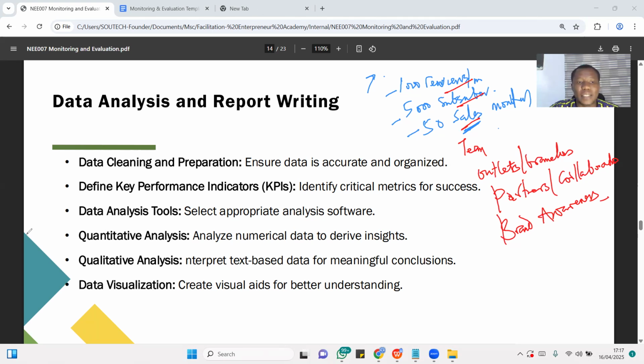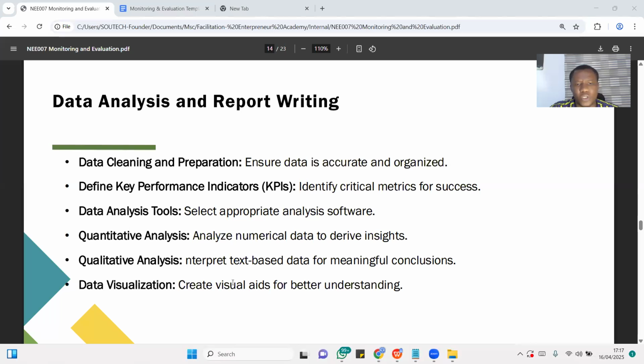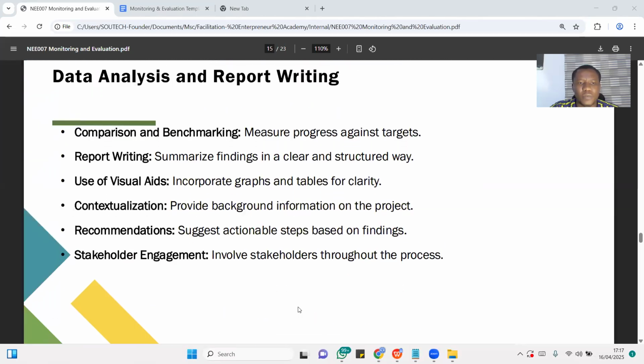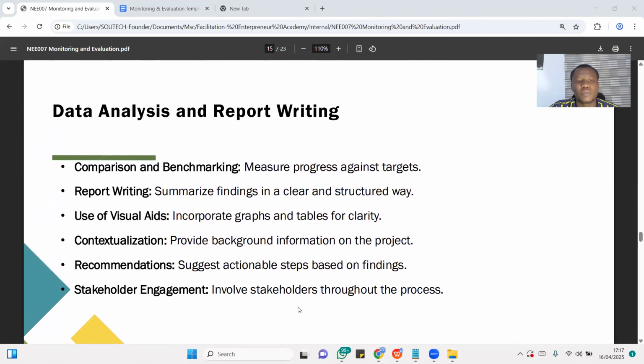Then you need to select appropriate tools, right? Then you need to conduct some kind of analysis and visualization. So when you write your report, try to do some comparative analysis, try to compare things, try to do some summaries, try to incorporate graphs when you're doing your visualization. Conceptualize, provide background information on your project. So if you're doing monitoring and evaluation for a particular project, you need to be contextual, put things in perspective, right? Have some kind of recommendation, right?